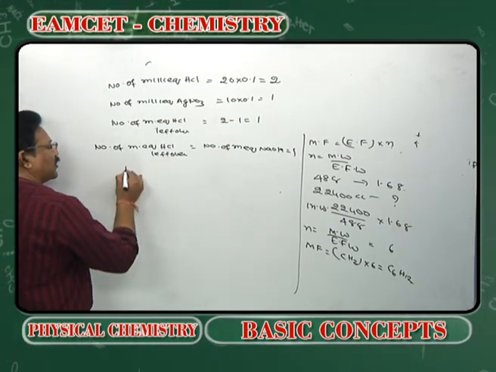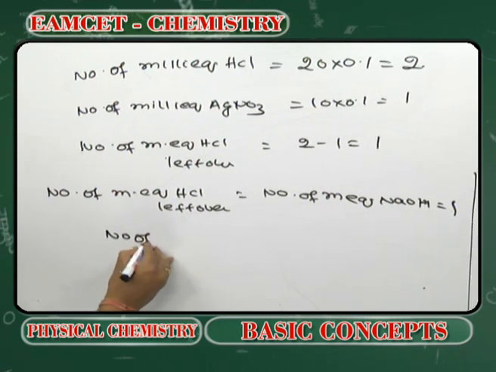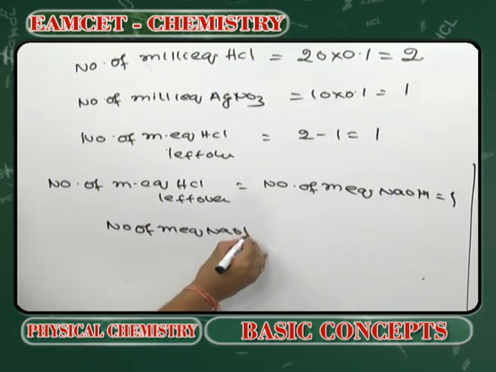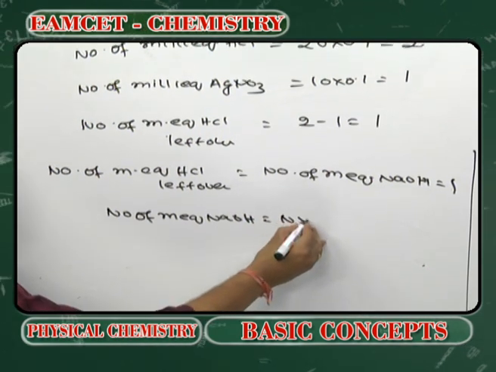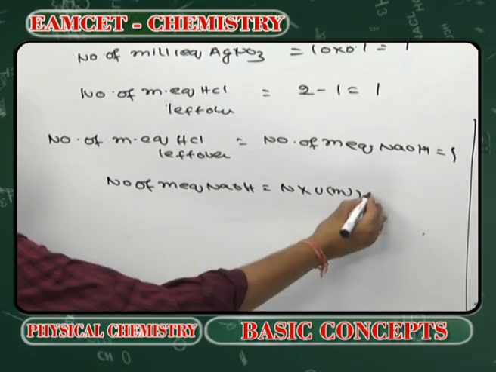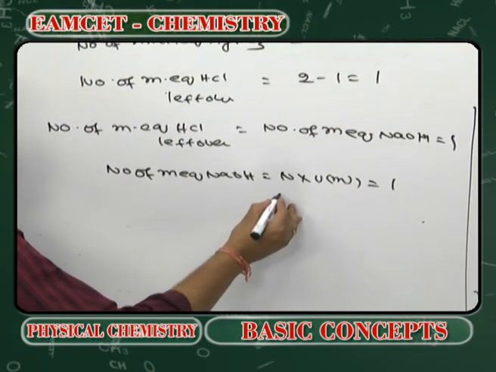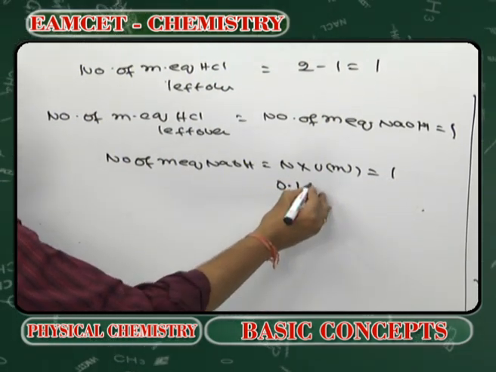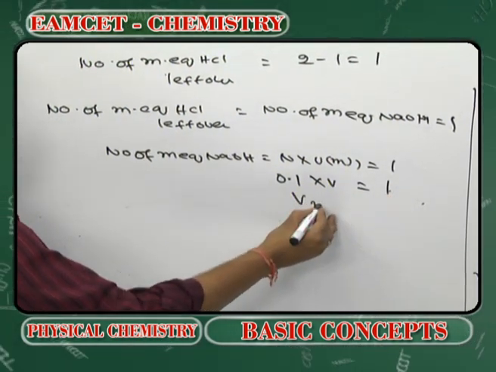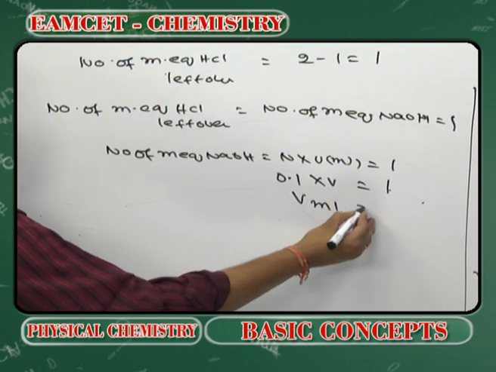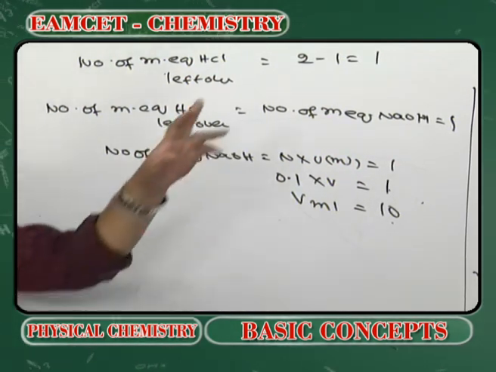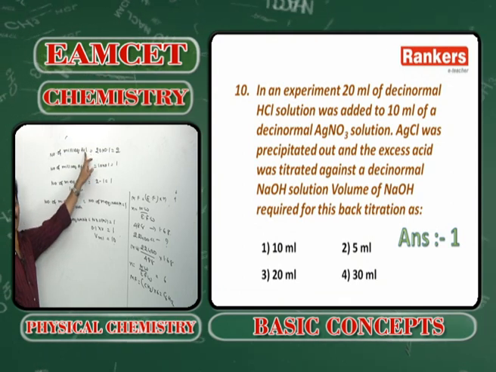How to get the number of milliequivalents? The number of milliequivalents of NaOH is equal to normality into volume in ml, which must be equated to 1. What is the normality? 0.1 into V must be equal to 1. Therefore, the volume in ml is 10. That is the answer. So once again, what is given here?